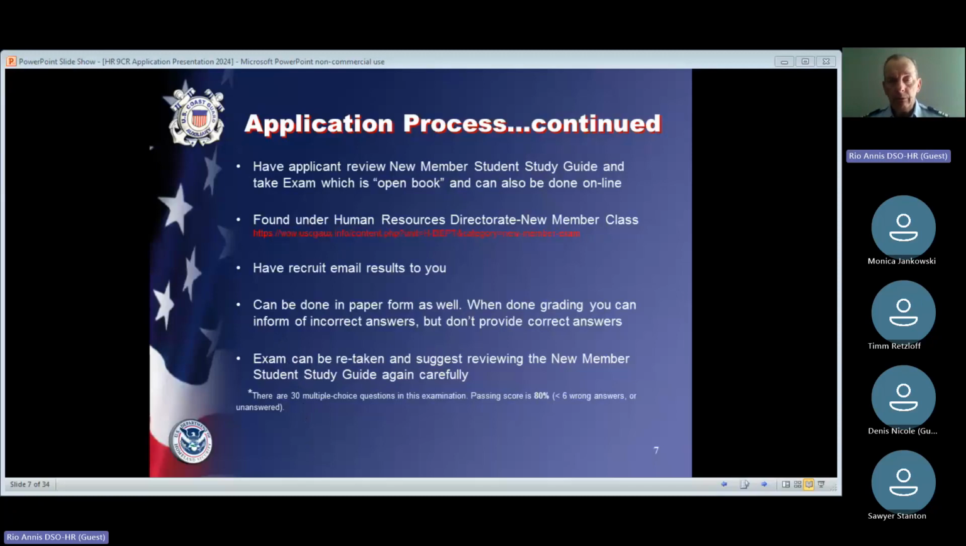Passing score is 80%, so they're up to getting 6 wrong out of 30 questions. So it's really not that difficult if they use this study guide and look for the answers. It is open book, so it should be fairly easy to get through. I don't think I've ever seen anybody that's really not passed it.